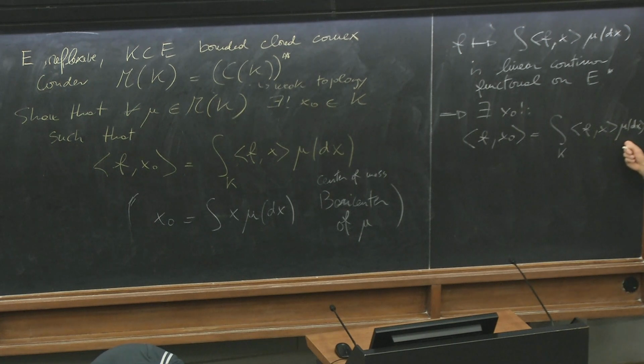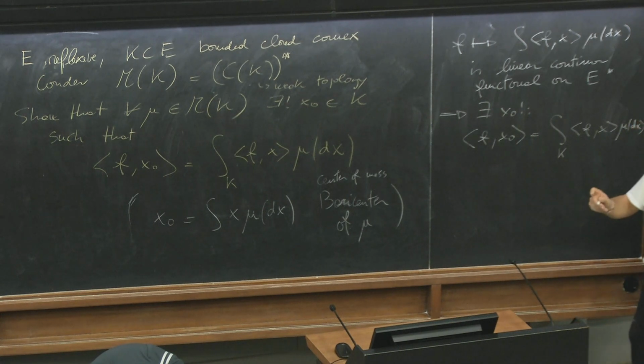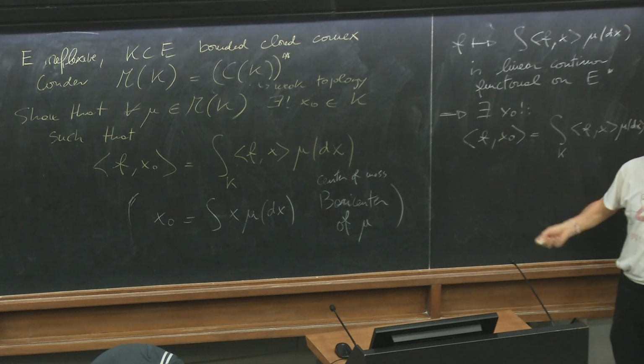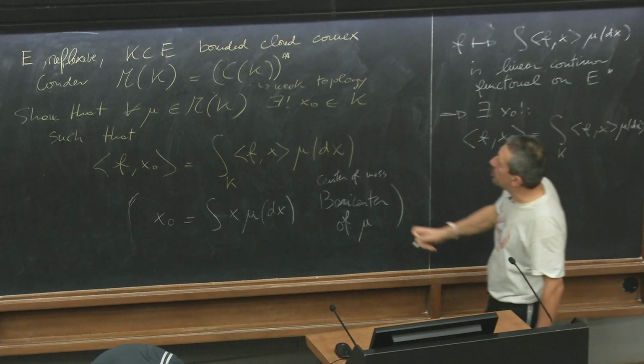Because this is a linear continuous function, and by the definition of reflexivity, all the linear continuous functions are represented as a vector of the pre-dual space x, E. So this is some x0. So now the thing is that y should belong to K.